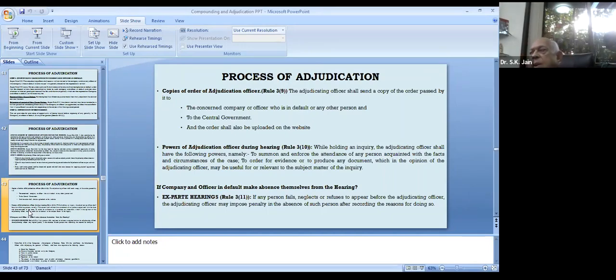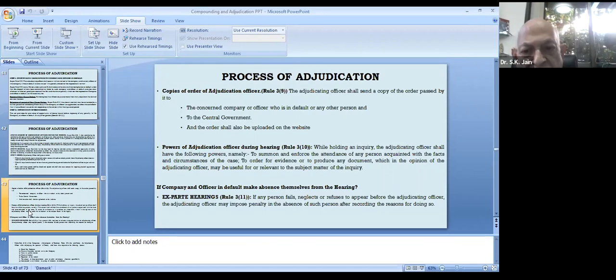Now, powers of the adjudicating officer during hearing. During hearing, the adjudicating officer has the powers prescribed under the Civil Procedure Code. While holding an inquiry, the adjudicating officer shall have the following powers, namely to summon and enforce attendance of any person acquainted with the facts, not only the person to whom the notice is issued, but the ROC can summon any other person who is acquainted with the facts and circumstances of the case.